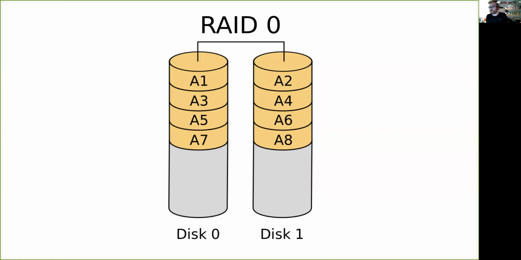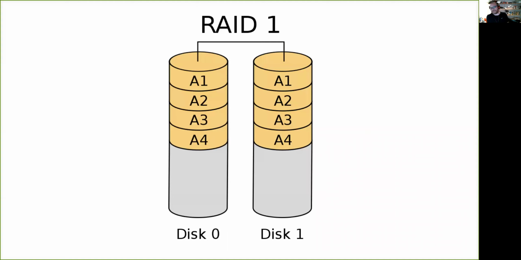But the problem is, if either fails, our block device no longer exists. So 2 disks combined into 1 block device, and we've made our performance better, but our reliability worse. Another way of combining 2 disks is to say, every time we write something, we write it to both disks. So that potentially takes you longer. You're as fast as the slowest of them. But when you read, you can read from either.